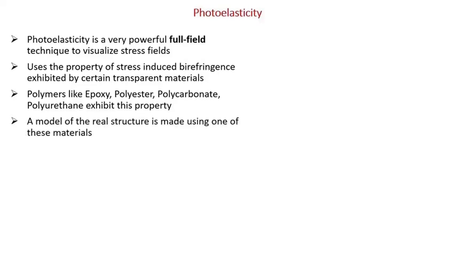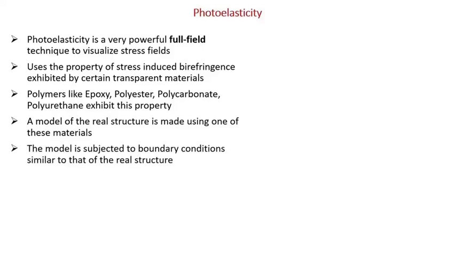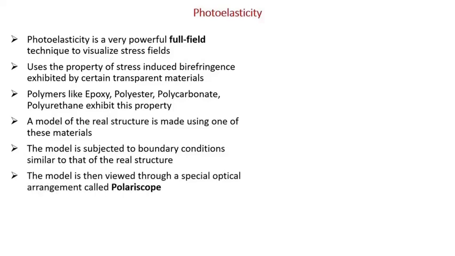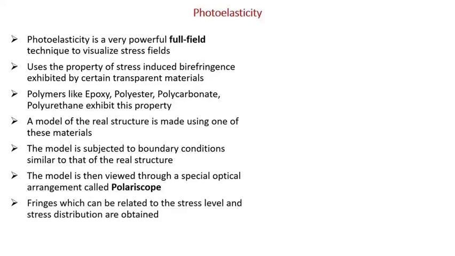A model of the real structure is made using one of these materials. So the geometry is replicated. Scaling may have to be done to reduce the size. Then the model is subjected to boundary conditions similar to that of the real structure. Then the model is viewed through a special optical arrangement called polariscope. When you view the model through the polariscope, you will see fringes which can be related to the stress level in the model. And from this information, we can get an idea about the stress distribution in the real structure.